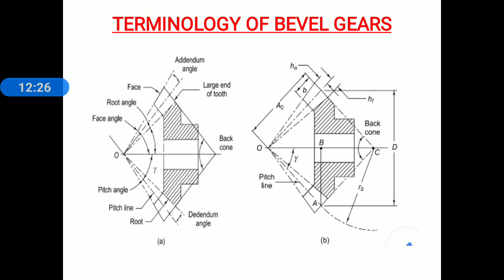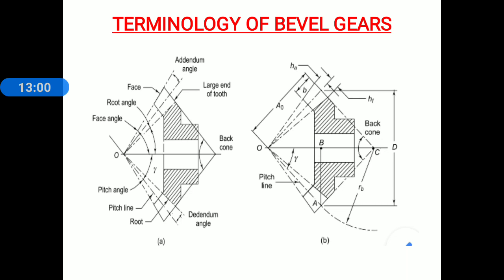Everyone clearly observe these two sketches, A and B. A bevel gear is in the form of a frustum of a cone. All the dimensions of bevel gears are clearly shown in figure A and B. Now let me start the terminology of the bevel gear one by one. Before starting the terminology, first of all, read the sketch carefully.